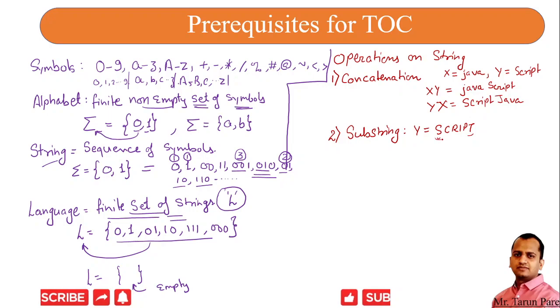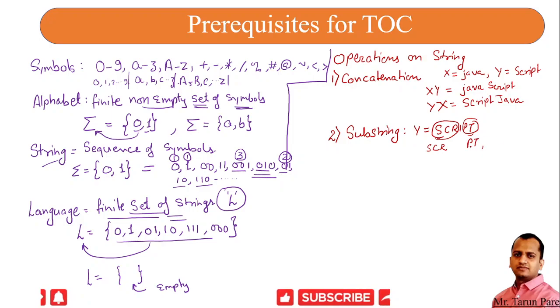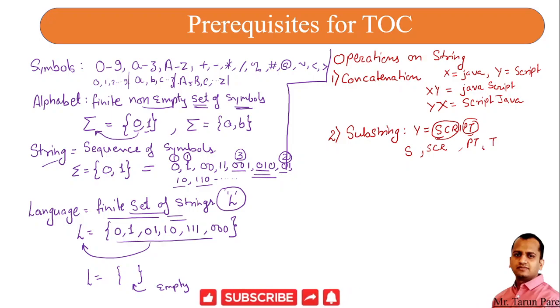If you want to print only the first three elements, then we can create a substring scr, or if you want to print the last two elements, we will create the string pt, or even a single alphabet will be considered a substring of the string script. s is also a substring, t is also a substring. So this is the concept of substring.